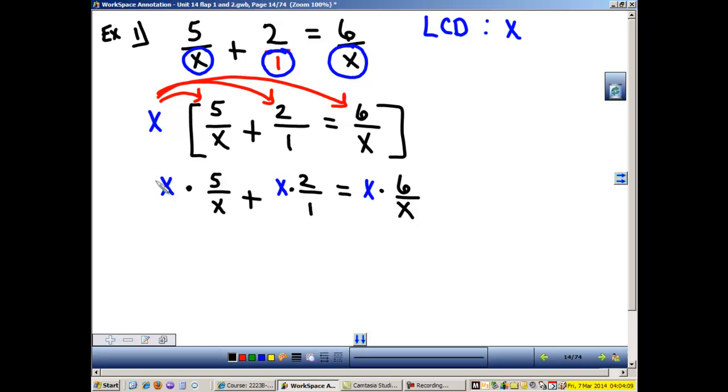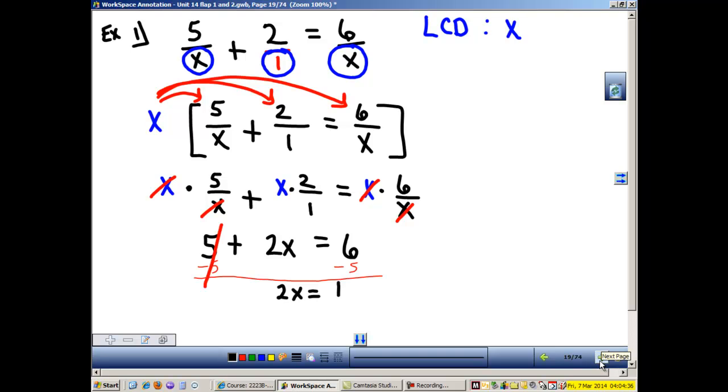In the first term, the x's will cancel, leaving 5. In the second term, there's a 1 on bottom, so just multiplying the top, I have 2x. And in the last term, the x's again will cancel, leaving 6. Now solve this one variable equation. Subtract 5 from both sides. Divide by 2 to get x equals 1/2.